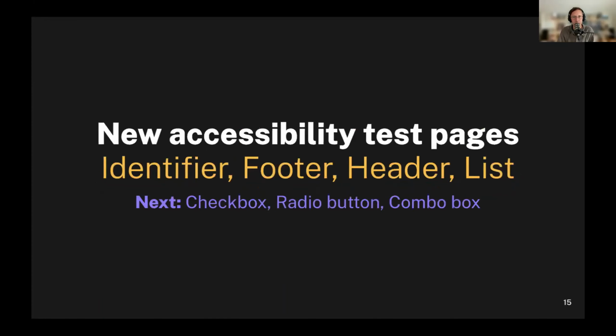Slide 15. We're continuing progress publishing accessibility test pages as well. We've got a few new ones published. We've got a few big ones up on the site now. Identifier, footer, header, list. We're posting links to these new pages in the chat. And we're working on a bunch of new component test pages for next month. 3 new ones: checkbox, radio button, and combo box. So stay tuned for those.